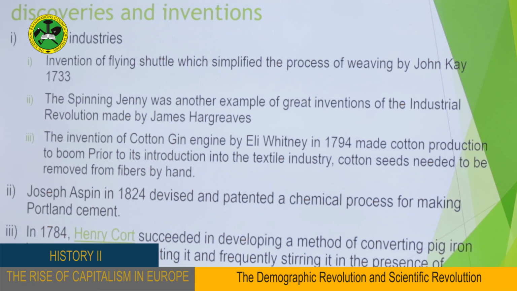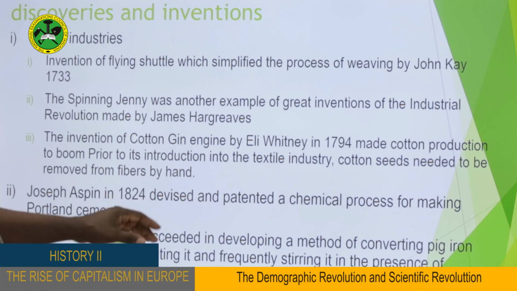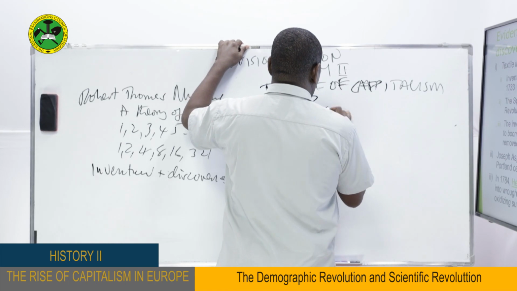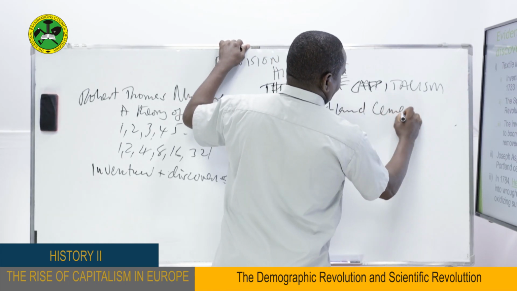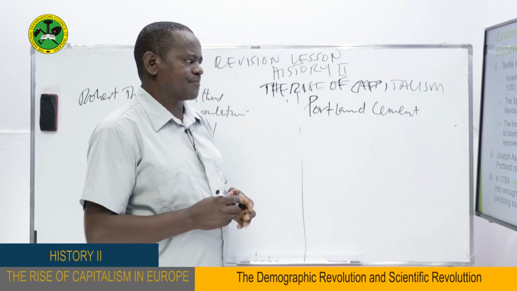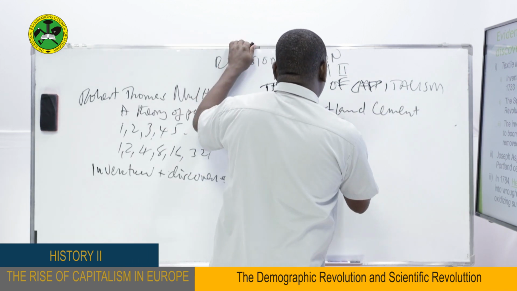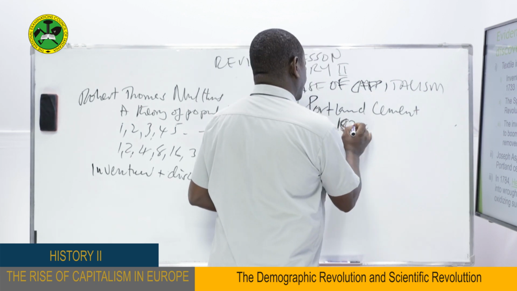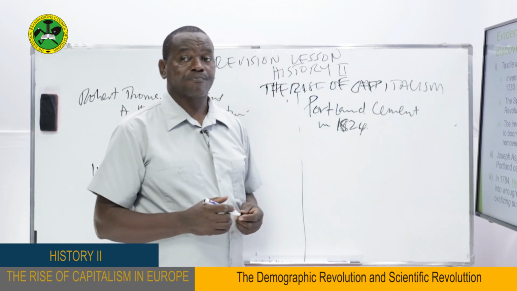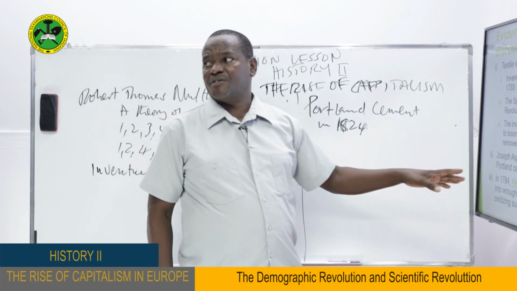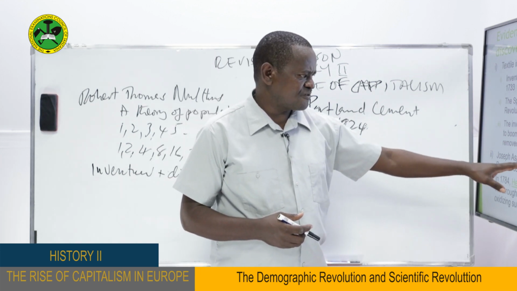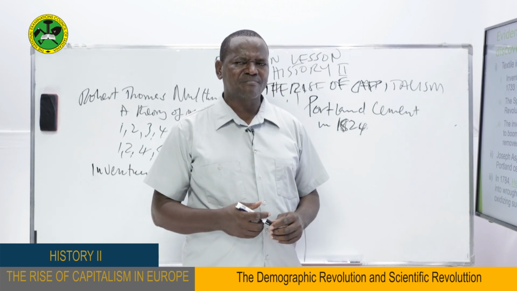Joseph Aspin in 1824 devised a patented chemical process for making Portland cement. That was 1824. My dear students, you can see this was a very, very important breakthrough. The invention of Portland cement was a very important breakthrough.